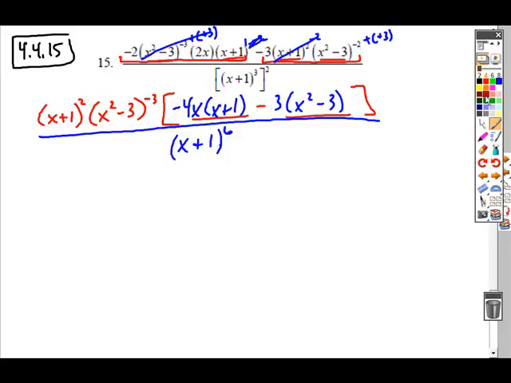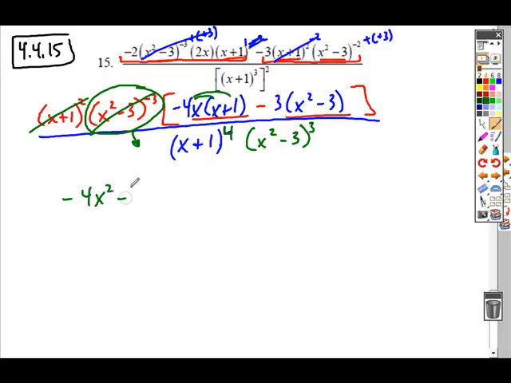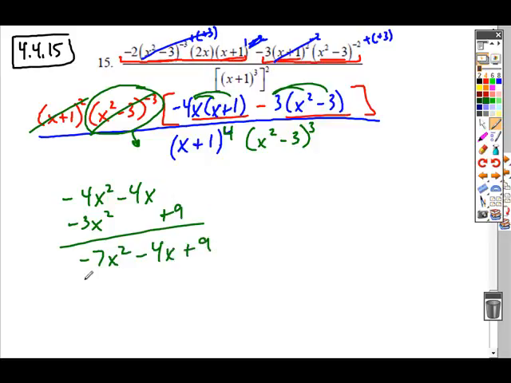As we continue to simplify, anything with a negative power can be moved from the numerator to the denominator, or vice versa, changing the power's sign from negative to positive. We also have this common base of x plus 1, so these x plus 1s can cancel with 2 of these, leaving a 4. Finally, distribute our negative 4x through here. We get negative 4x squared minus 4x. Distribute our negative 3. We get negative 3x squared. Minus a minus becomes a plus 9. So our overall numerator is negative 7x squared minus 4x plus 9.